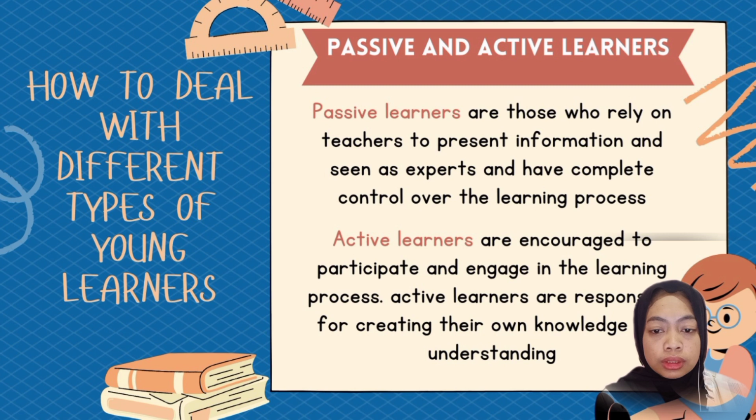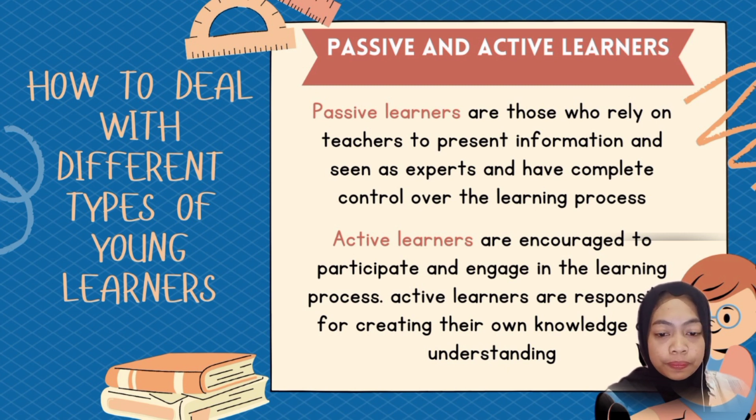So the next type is active. Active learners participate in the learning process. In active learning, learners are encouraged to participate and engage in the learning process. Active learners are responsible for creating their own knowledge and understanding. Active learners develop higher order thinking skills and retain knowledge better than passive learners. Active learning involves interactive methods such as question-answer, brainstorming, debates, and problem solving.